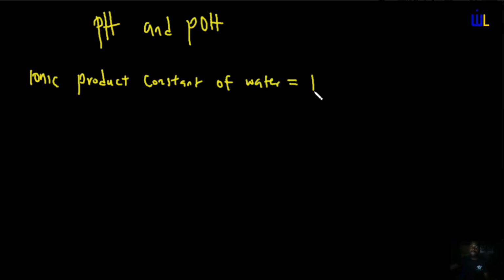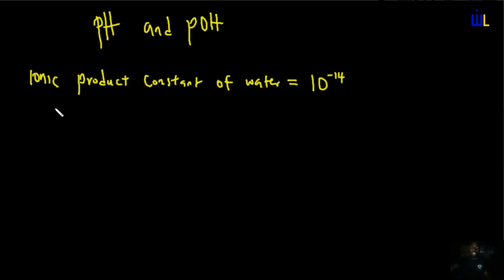Now, the things that are important to take note of, as I said before, are number one, the ionic product constant of water. So I'm reiterating, ionic product constant of water. I told you guys that the ionic product constant of water is equal to 10 raised to power minus 14. So just have that in mind, that anytime you hear the term ionic product constant, it is equal to 10 raised to power minus 14. And how did we get this value?